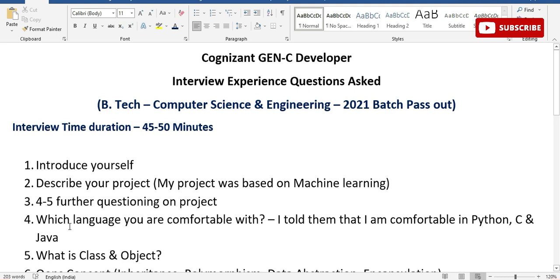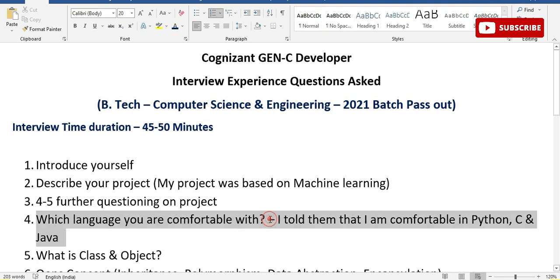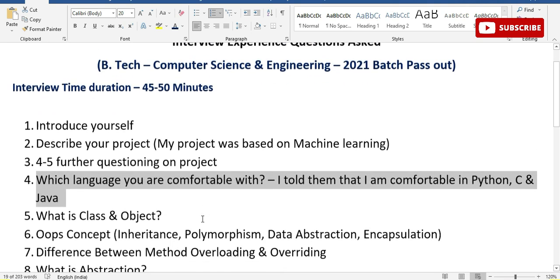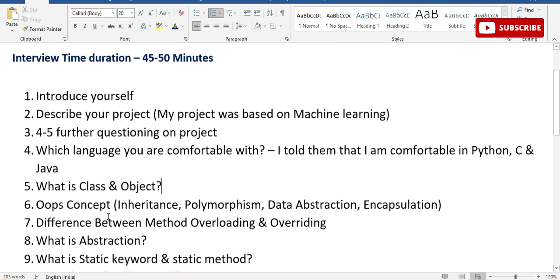Then the next question asked was the language which you are comfortable with. The candidate informed that he is comfortable in Python, C and Java. Based on this language question, further questions were asked. These were very basic questions. You should know and prepare these questions. The basic concepts were checked by the interviewer by asking these conceptual questions.